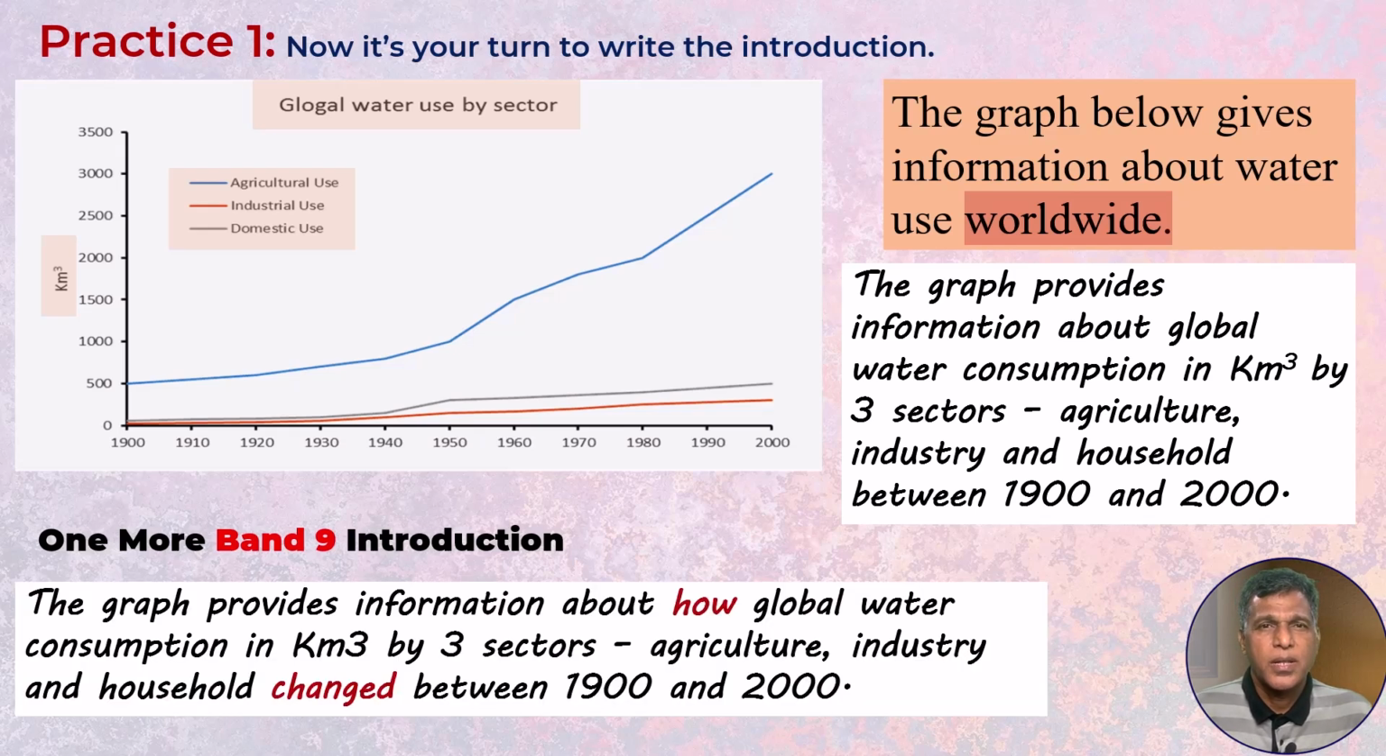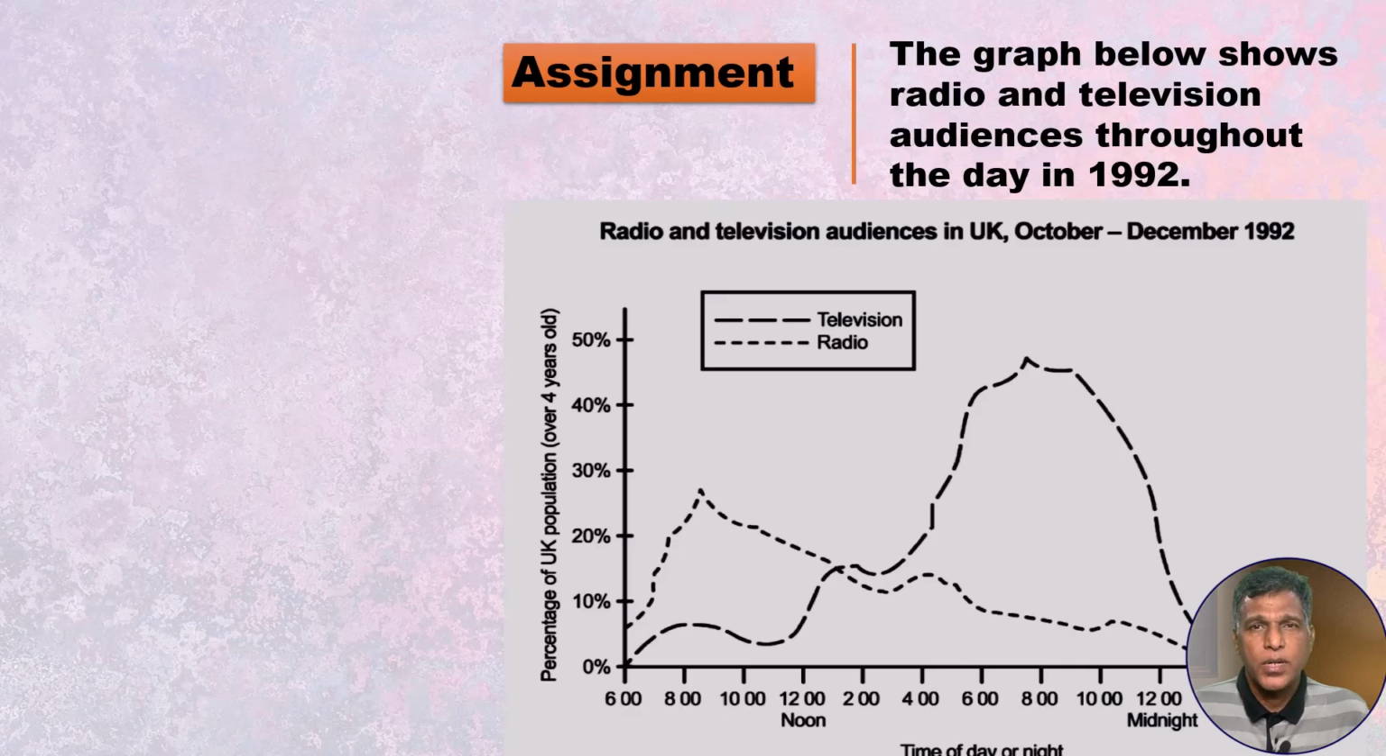I wrote, the graph provides information about how global water consumption in cubic kilometers by three sectors: agriculture, industry, and household changed between 1900 and 2000. Here I have added just two words, how and changed, and made it a sure band 9 introduction, completely paraphrased. Now it's your turn. This is your assignment.